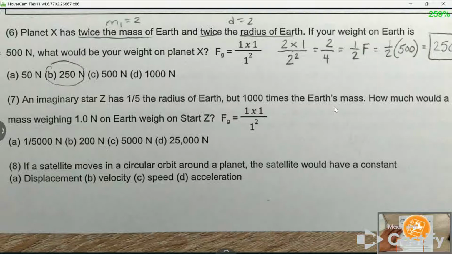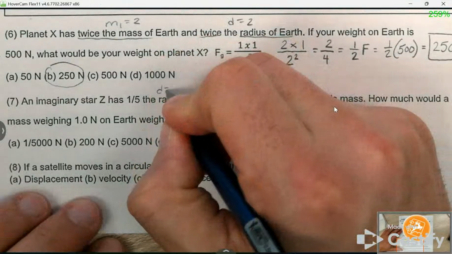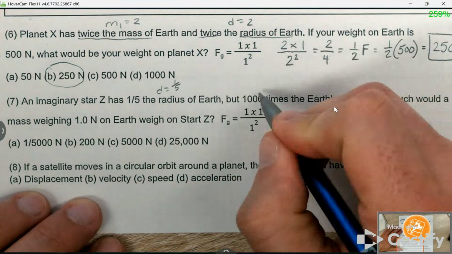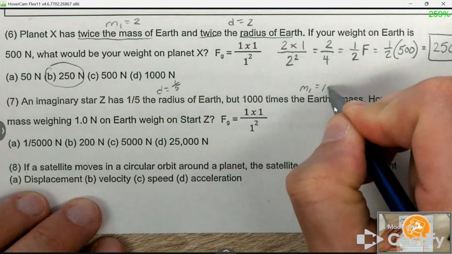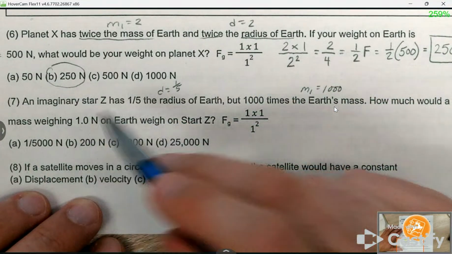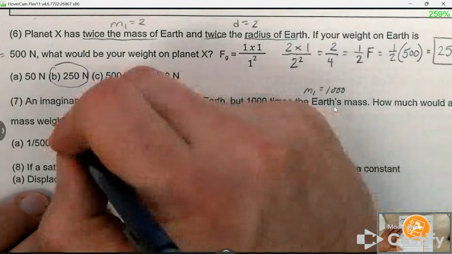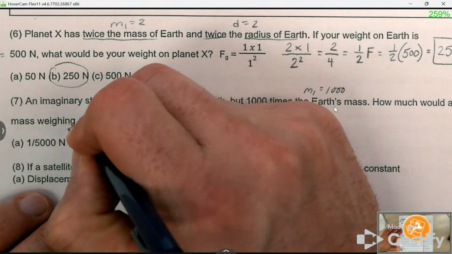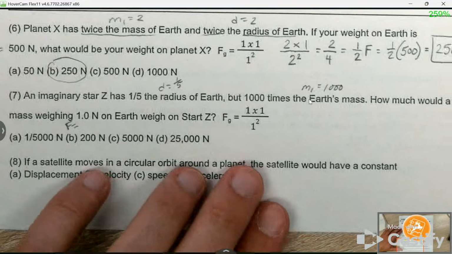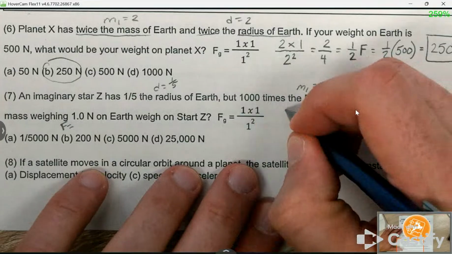Imaginary star Z has 1/5 the radius of Earth, so D is going to be a 1/5. But it also has 1,000 times Earth's mass, so M1 is going to be 1,000. How much would a mass that weighs 1 newton on Earth weigh on this star? So F is equal to 1 newton. We're not changing the mass of that object, so M1 is going to be 1,000.